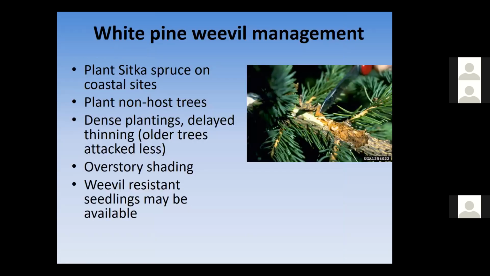So how would you manage this if you've got Sitka spruce? Preferentially plant different trees if you're further from the coast, if you can. If you're going to grow spruce further from the coast, you might want to do denser plantings. Delay your thinning activities so that those leaders don't grow very fast. You can plant alders in with the stand to create some kind of natural shading to slow the trees down.